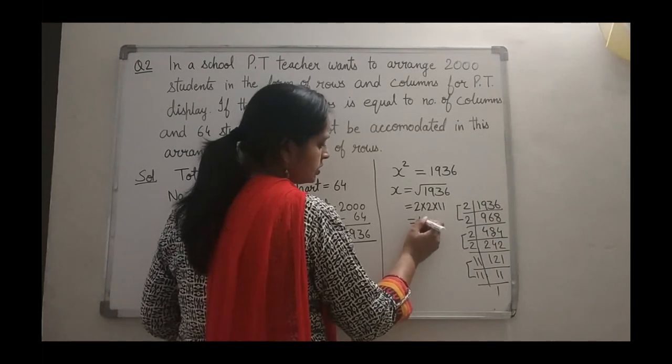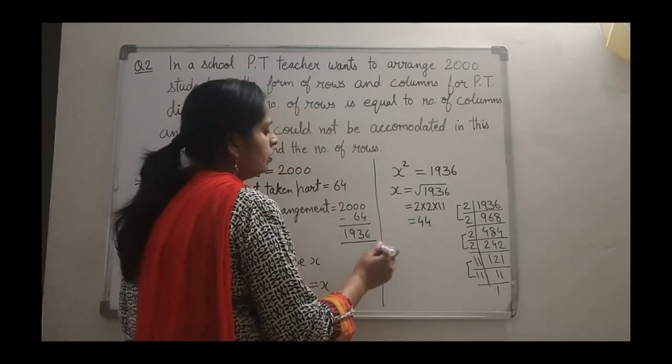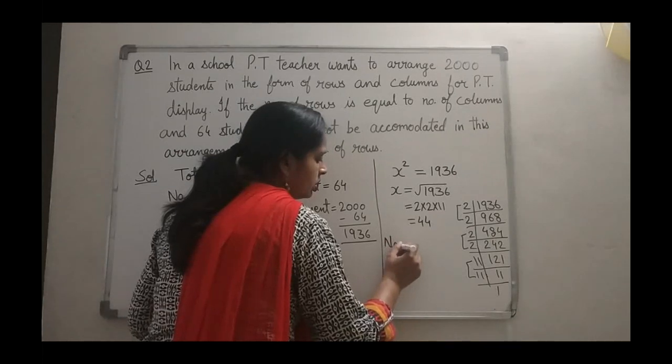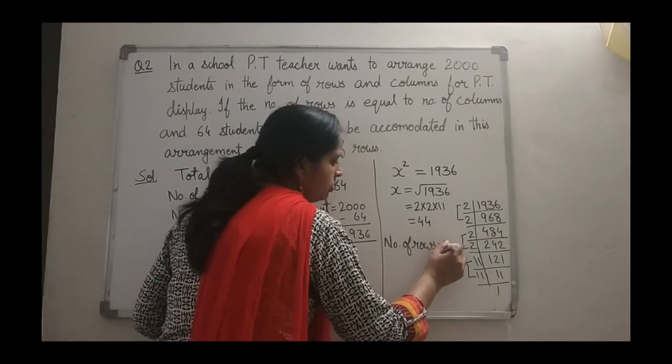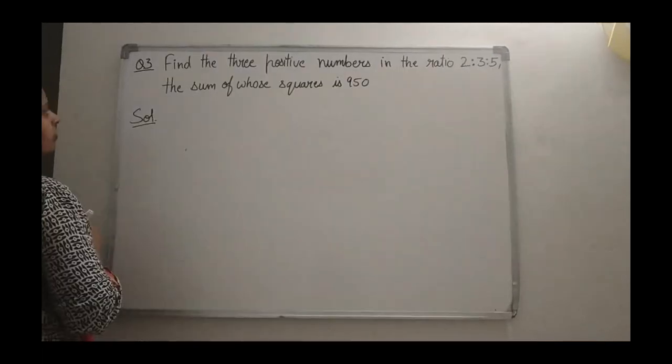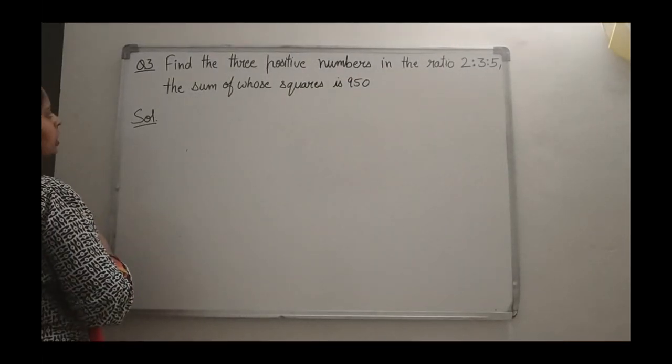11 into 4, that is 44. So number of rows is equal to how much? Is equal to 44. Okay. Now see the third question.